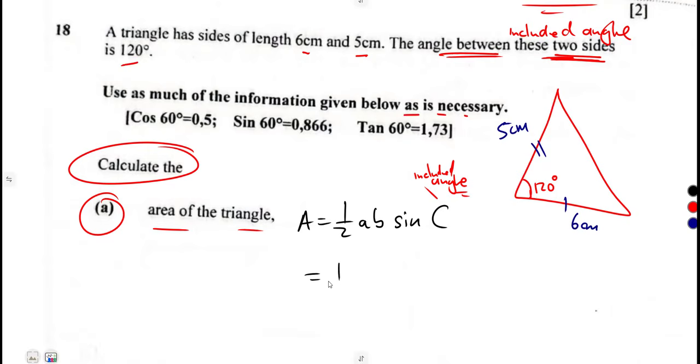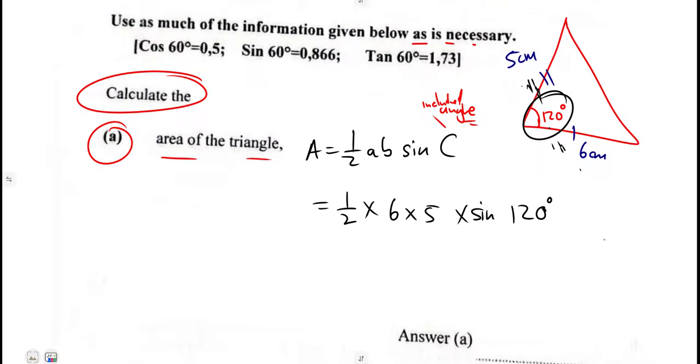So that is half of a and b, the sides you're given forming the angle, 6 and 5, times the sine of that angle, 120 degrees. If you check paper 1, you do not have a calculator. So you're going to have 15 sine of 120 degrees, but you do not have a calculator.